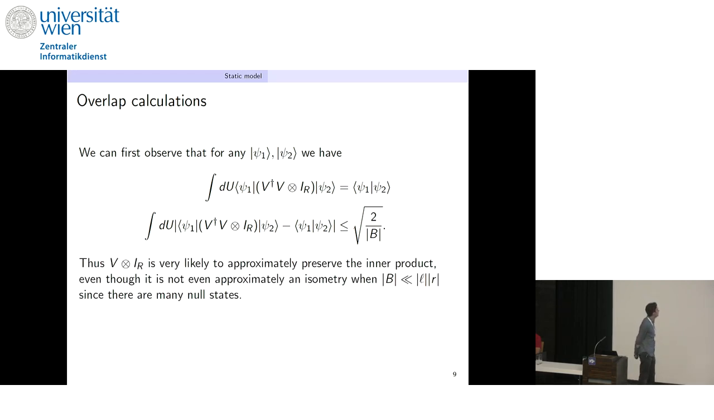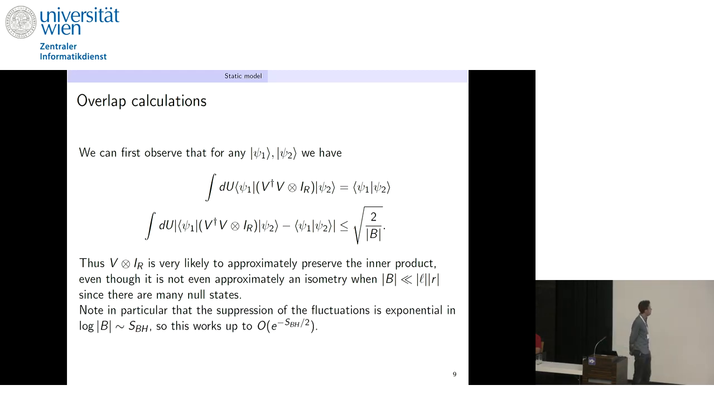So in other words, this map, the holographic map, is very likely to approximately preserve the inner product, even though it's not even close to being an isometry if we're in the regime where the interior degrees of freedom are bigger than the microstate degrees of freedom. Because in this regime there have to be many null states, but nonetheless these results are still true. Note in particular that the suppression of the fluctuations is exponential in log B, which is the black hole entropy, so this is an exponentially small correction to the inner product.